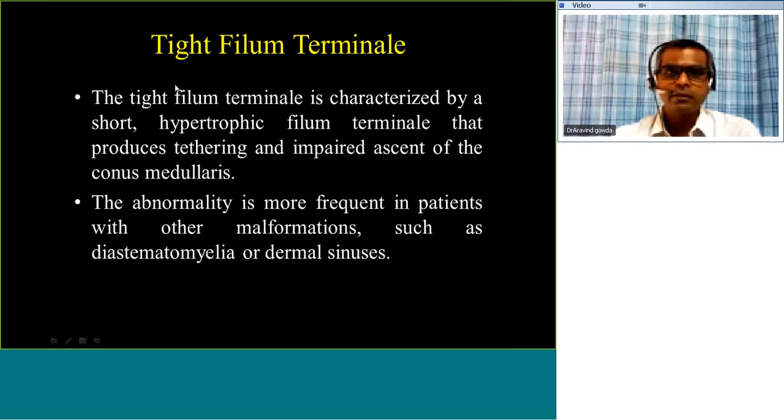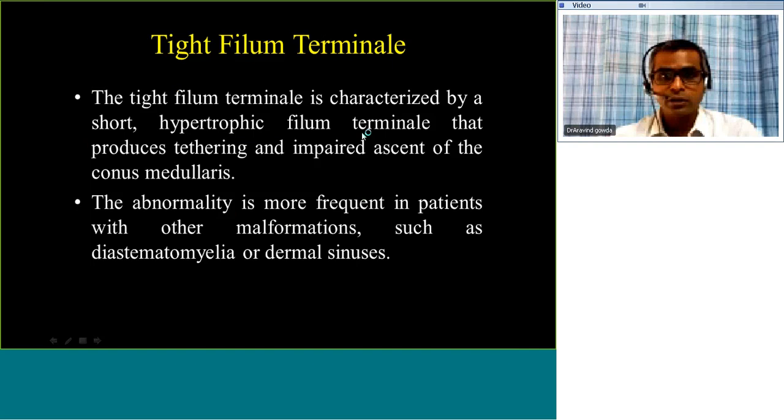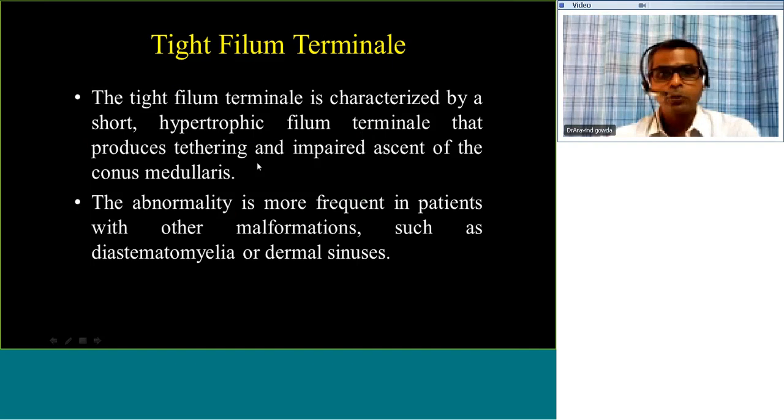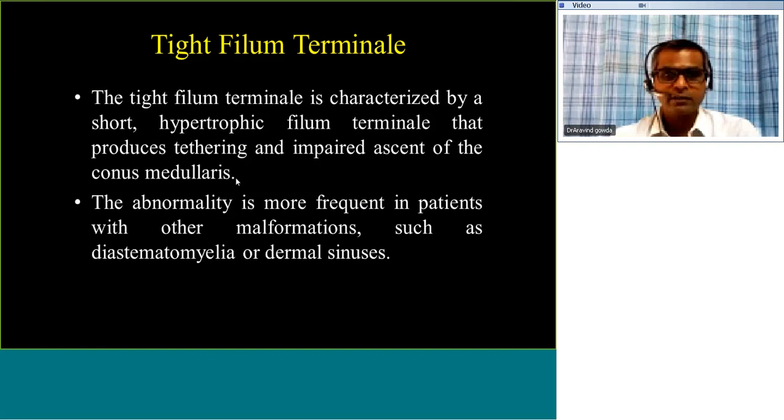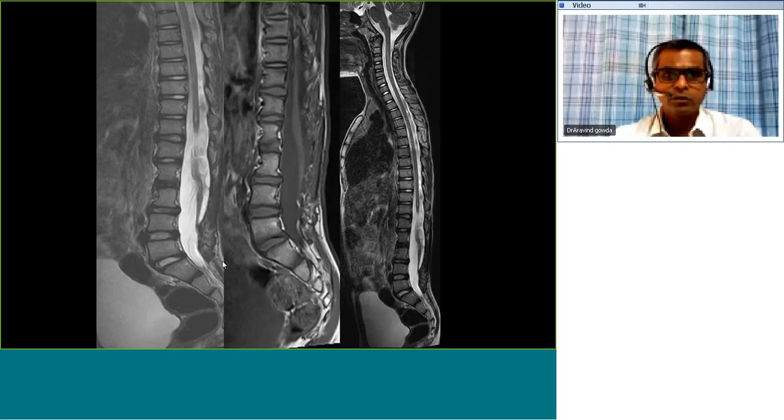In a tight filum terminale, this is nothing but a short and stout filum terminale, which is hypertrophic and shorter in length, and this produces tethering, and subsequently there will be impaired ascent of the conus medullaris. So all these can lead to the formation of a syrinx in the spinal cord at various levels. The abnormality is more frequent in patients with other malformations such as diastematomyelia, or there may be dermal sinuses. So this is one tight filum terminale.